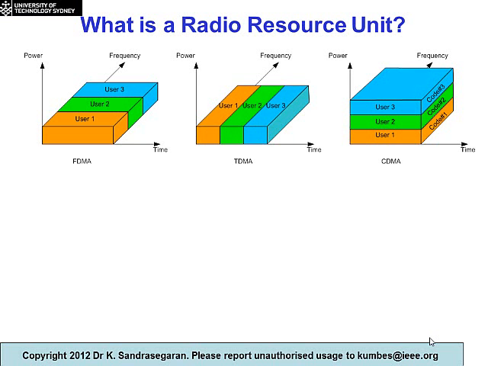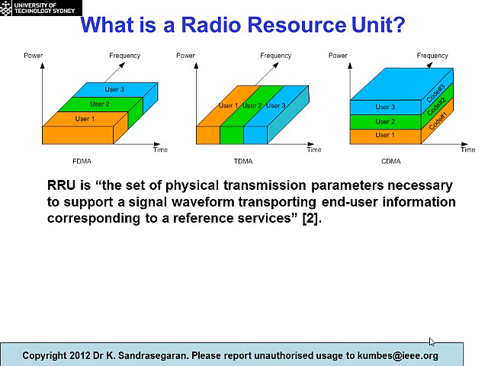So the first question you might ask is, what is a radio resource unit? Well, when we talk about a radio resource unit, it depends on the technology that you are referring to. But generally, a radio resource unit can be defined as given here. It says here, RRU is a set of physical transmission parameters necessary to support a signal waveform transporting end user information corresponding to a reference service. So this is the official definition of the word RRU. But basically, what does it mean? It means the resource that you allocate to a user.